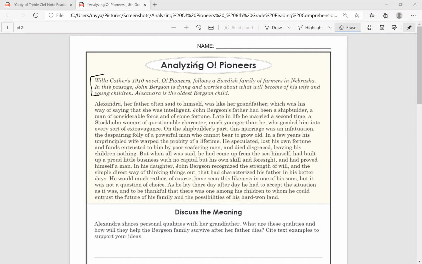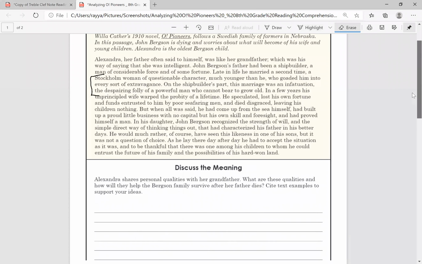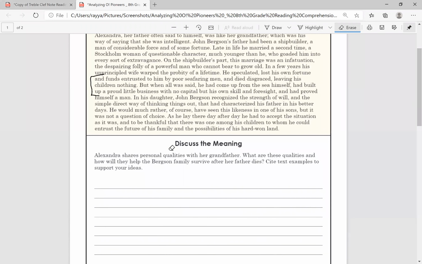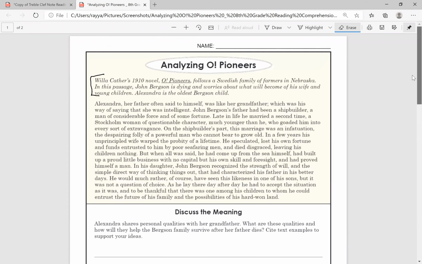Next, after you have some background knowledge, I mentioned that it was always a good idea to go ahead and preview the question. In this case, it's discuss the meaning, and it's asking about the character Alexandra and her personal qualities. By previewing the question, you'll have a bit more of an idea of what exactly to be on the lookout for while you're reading the passage. So that's why this is always a good second step to do after having read the introduction.